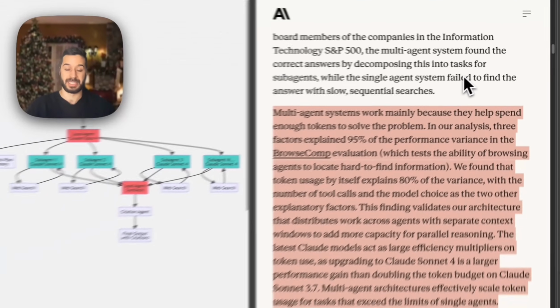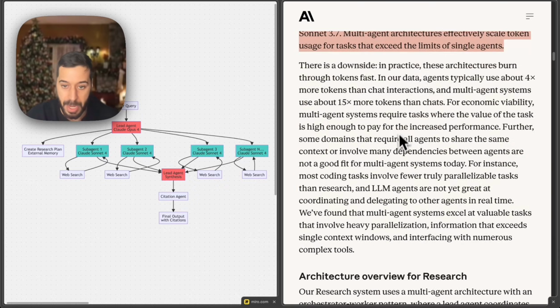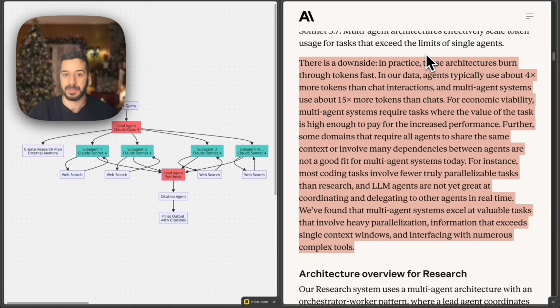Okay, so why are multi-agent systems better in this case? It's mainly because they consume more tokens. One agent cannot consume tokens or read information or read data from the internet as fast as multiple agents running in parallel. So that's basically the main point here. The downside is the budget. Because it consumes more tokens, it becomes more expensive.